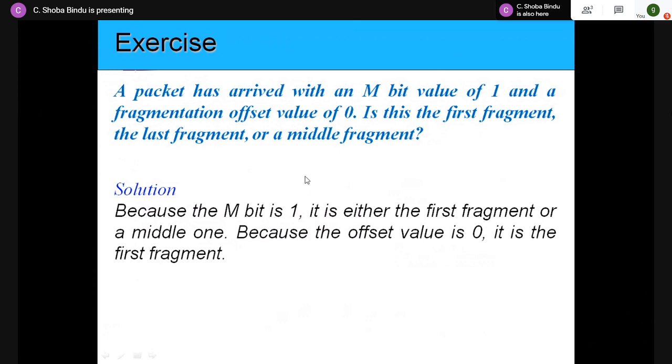Is it clear? So based on this offset value, now you can specify whether it is the first fragment or the middle fragment. It cannot be the last fragment because the m bit value is 1. It should be either the first fragment or the middle fragment. So to decide on this, we'll be looking at this fragment offset. The fragment offset is 0 only for the first fragment, and hence it is the first fragment that is transmitted.